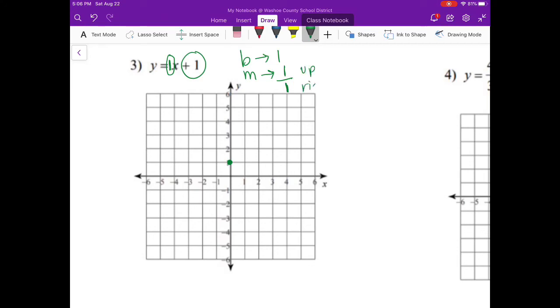So I'm going to go up and to the right, because positive for rise means up, positive for run means right. So from the intercept, I'm going to go up 1, right 1, up 1, right 1, and keep going. And I can also go in the opposite direction to get those additional points. And connect those dots to create my line.